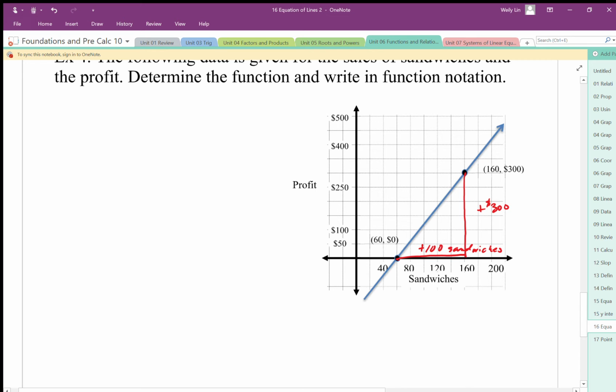Okay, so then I can calculate my slope. My slope is going to be dollars per sandwich. $300 over 100 sandwiches gives me $3 per sandwich. Okay, and I can write that as a unit rate, so $3 per sandwich.